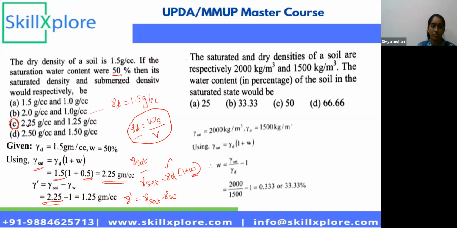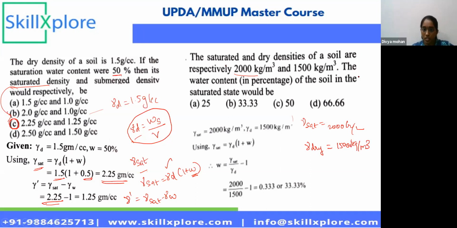While selecting the answer, we have to be careful about the order they have given. Okay. And next problem. Here they have given the saturated and dry density of the soil. So gamma sat is 2000 kg per meter cube and gamma dry is 1500 kg per meter cube.